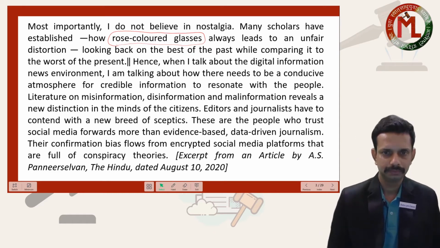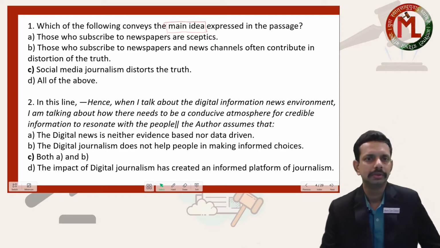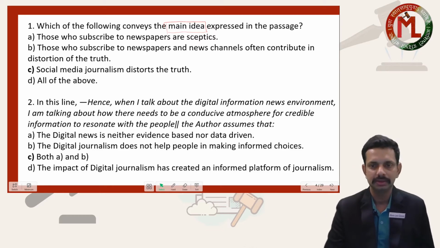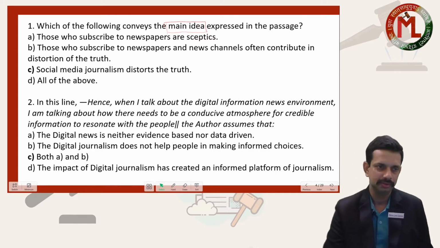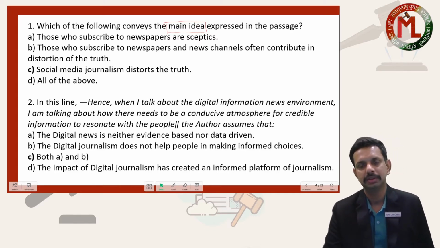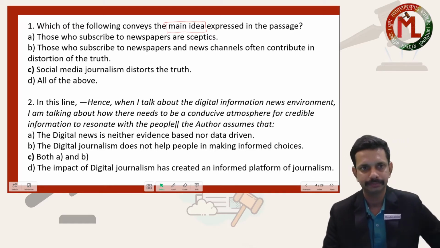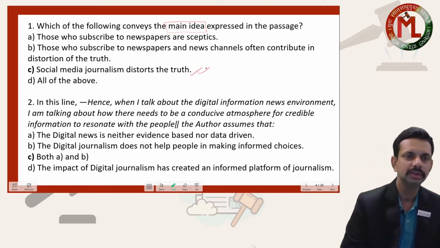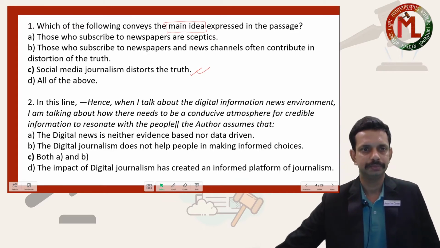Next thing, let's just go through this. If we go through the complete passage, we'll find that what the author wants to say is that modern day journalism, which has evolved after the development of the internet, or you may say after the development of social media, is distorting the truth. So the answer for the first question is this one. Social media journalism distorts the truth, right?